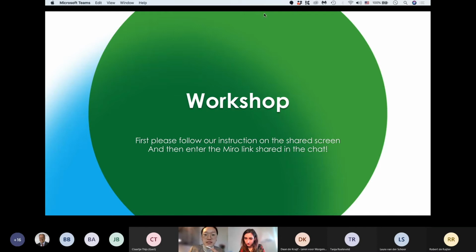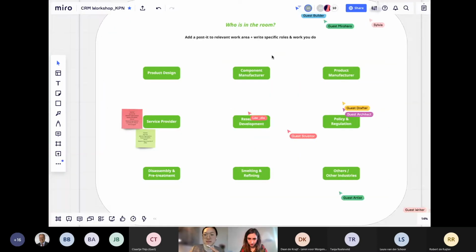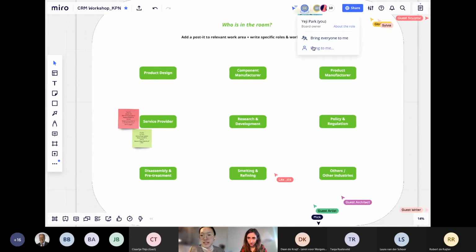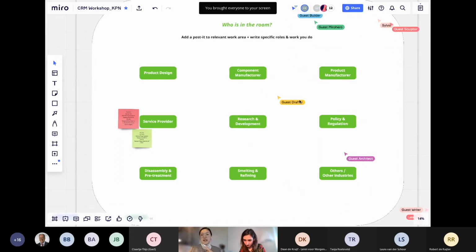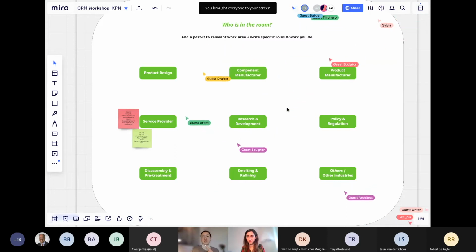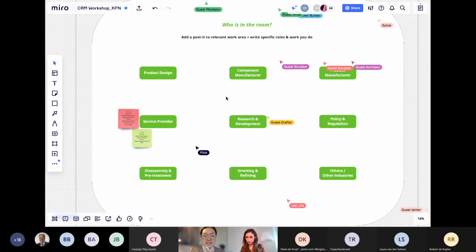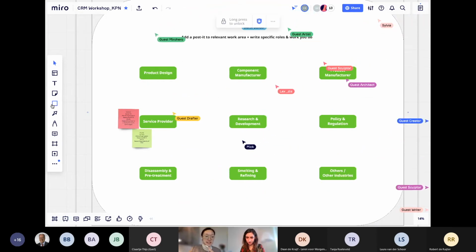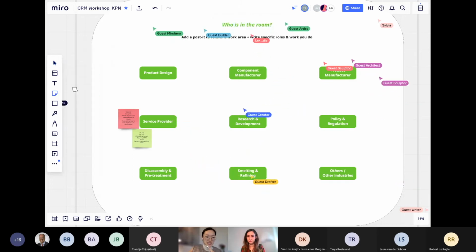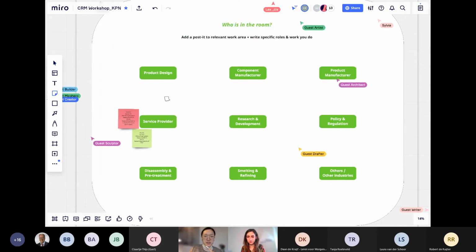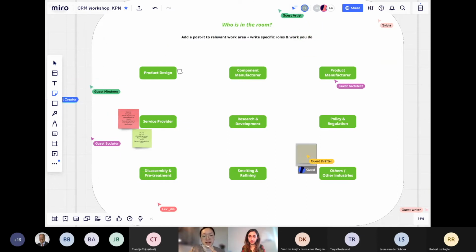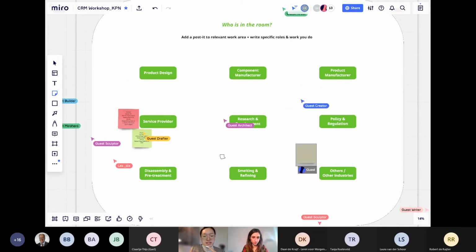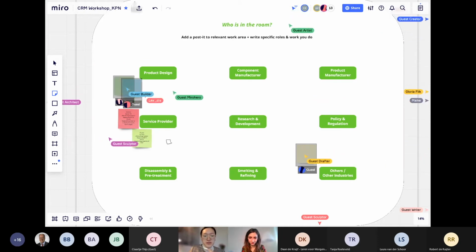I will deny this because I'm presenting at the moment. Okay, I will now start with explaining the very first exercise. Basically, we want to know who is in the room. So if you are ready, please go take your sticky notes here and please drop notes. I prepared a block indicating different work areas from design, manufacturing, R&D, smelting, service providers, and please leave your sticky note where it corresponds to your work area.